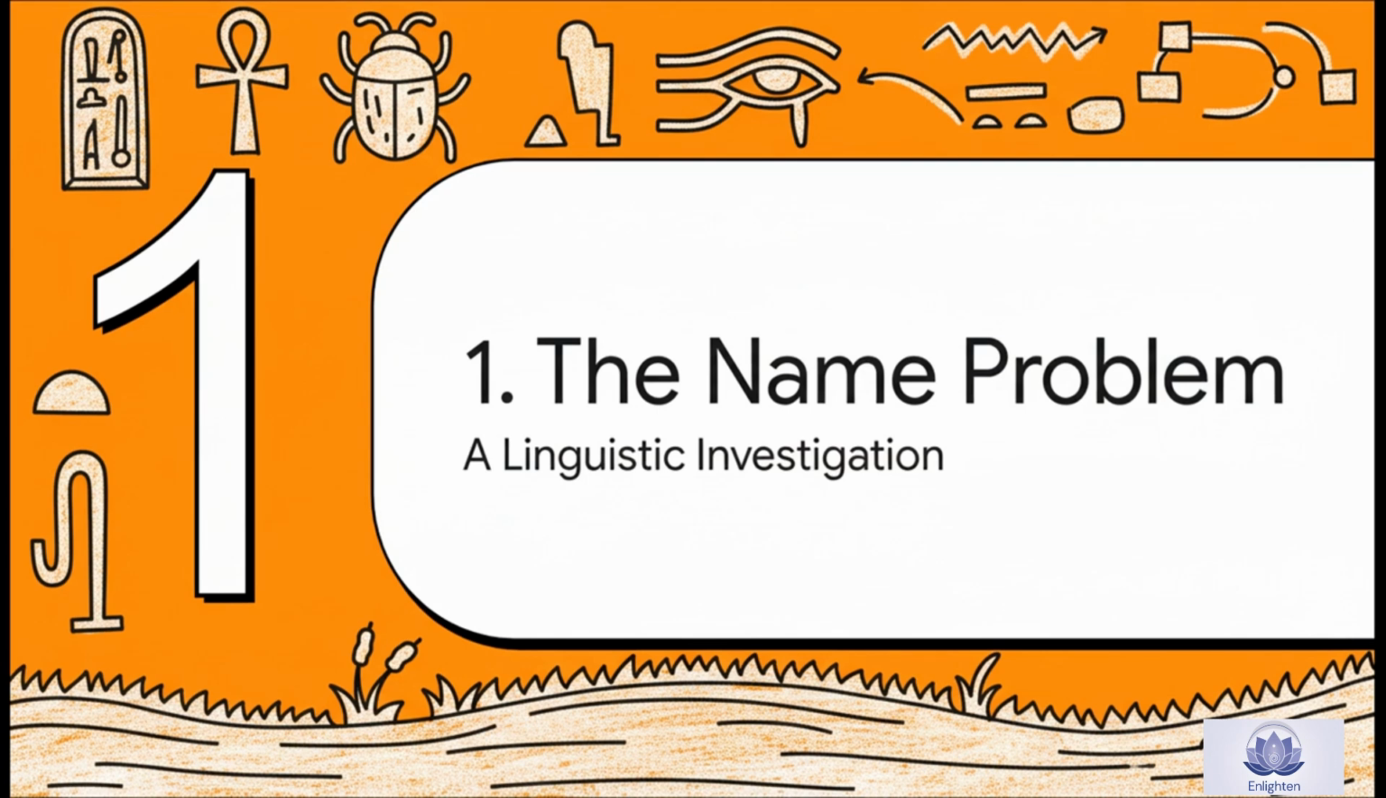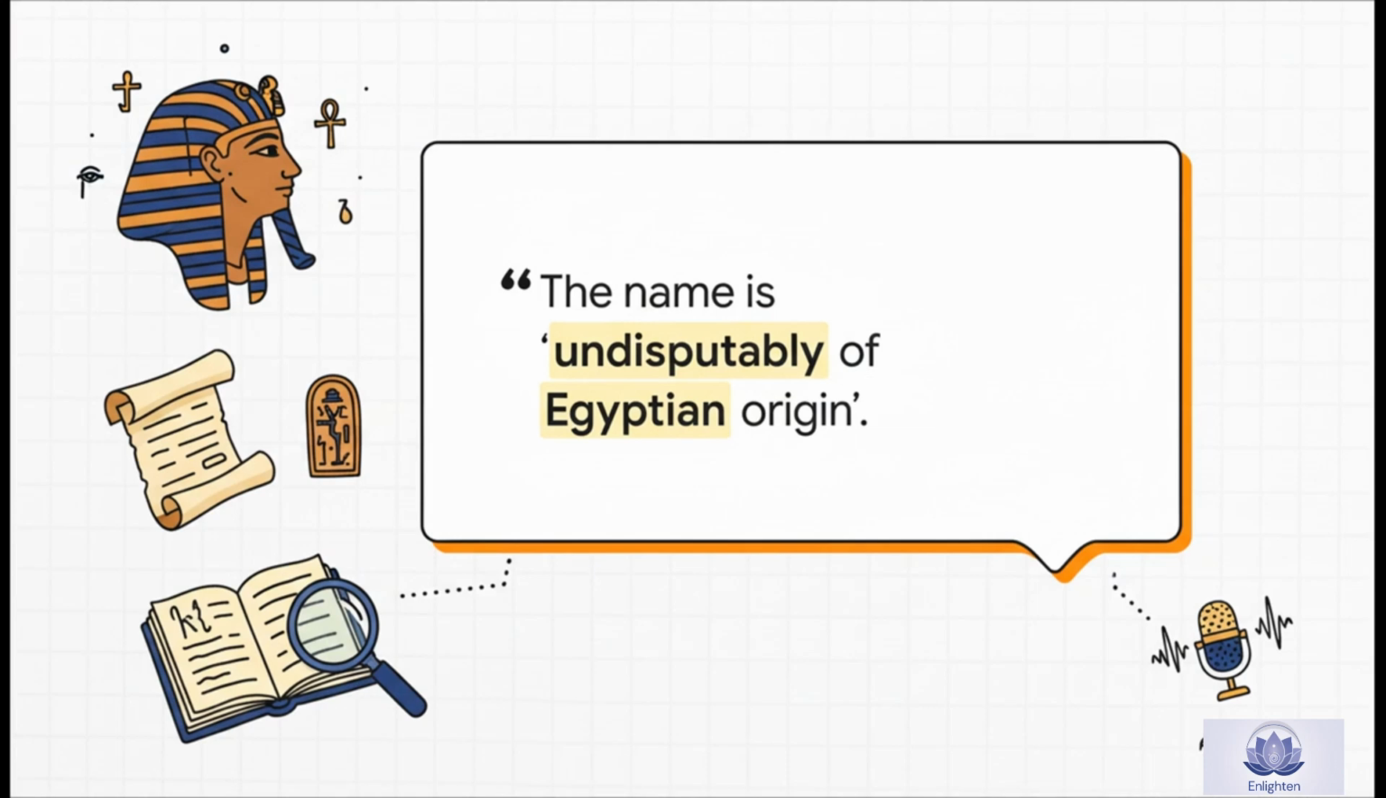For a long time, the name Moses was seen as one of the strongest pieces of evidence connecting him directly to ancient Egypt. And the logic, well, it seemed pretty straightforward. For more than 100 years, the general agreement was that Moses comes from the Egyptian root Emshi, which means to be born. You see this root in the names of actual pharaohs like Thutmose or Ramose. It felt like a slam dunk, a solid piece of historical proof.